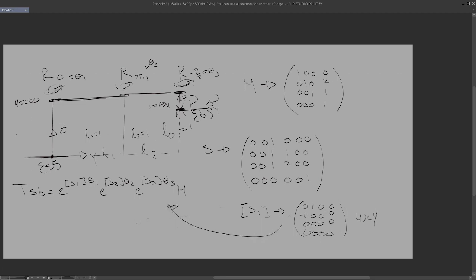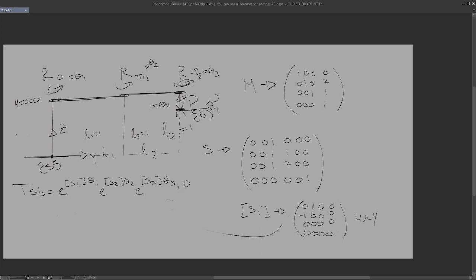So you go from here, and we do the exponent of S1 times this. And for simplicity's sake, I'm going to program this. I recommend Modern Robotics, which is recommended in the textbook as well. It will simplify your life. And you do that for each of these points.